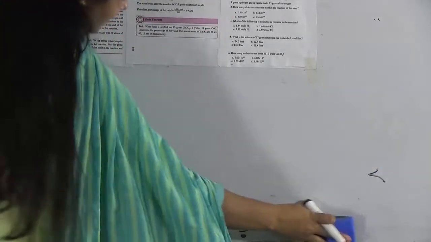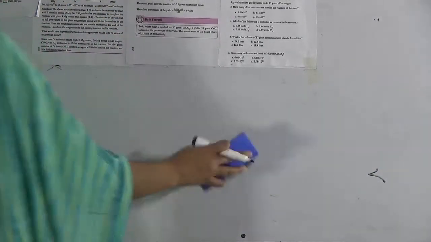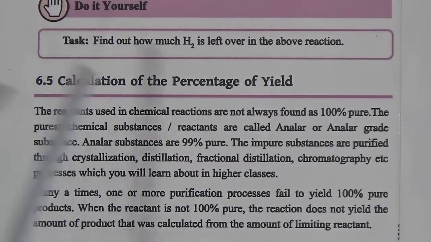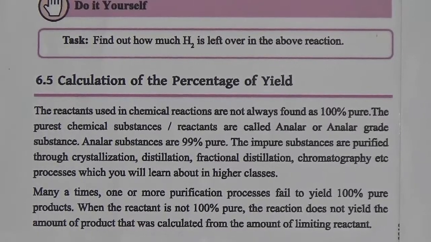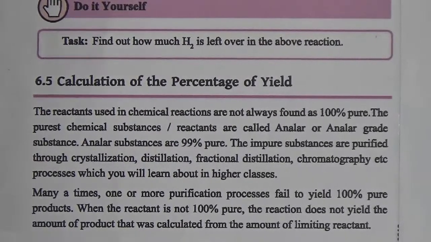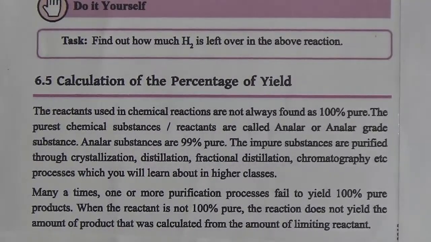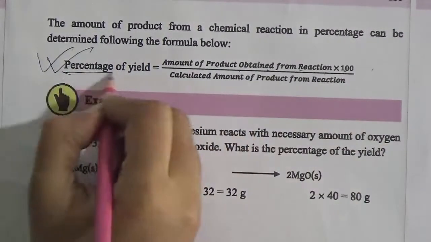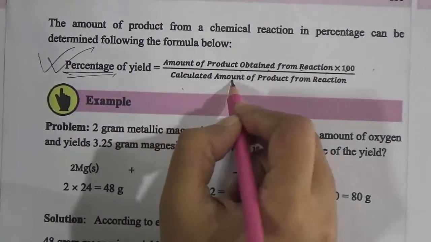And next one is about the yield. In the previous portion we discussed the reactant, and now we are going to the yield, that means calculation of the percentage of yield. What is yield? After the reaction, the product we get is known as yield. Here the equation is given. Using this formula we can find the percentage of yield, that is the amount of product obtained from the reaction multiplied by 100, because percentage is written, divided by the calculated amount of product from the reaction.